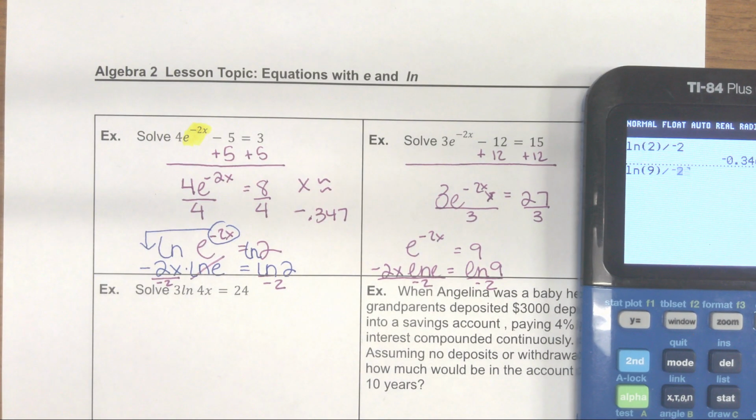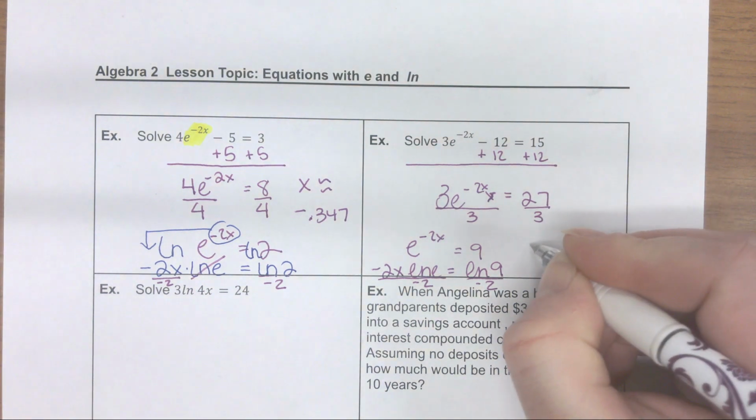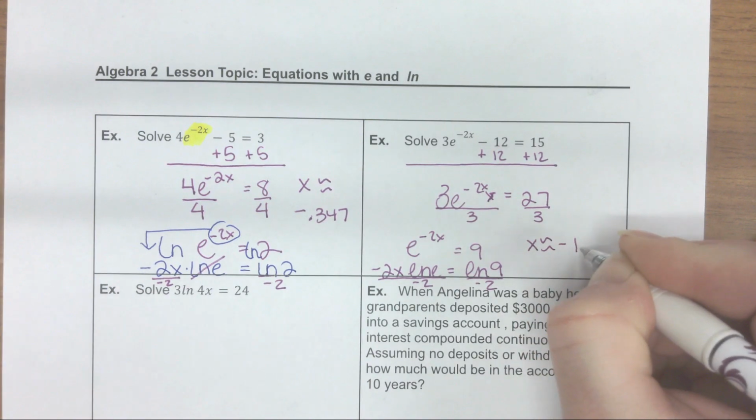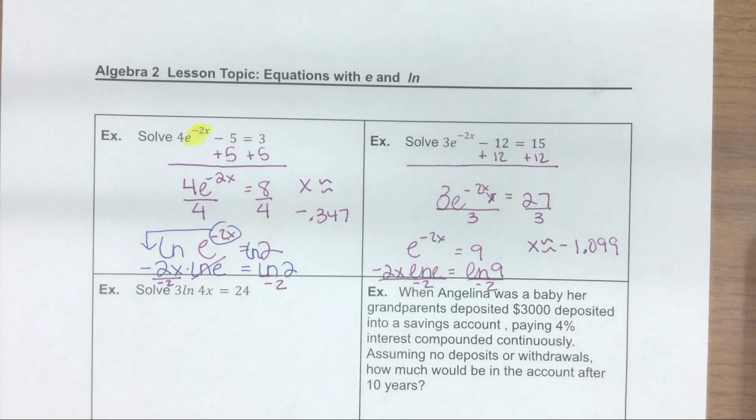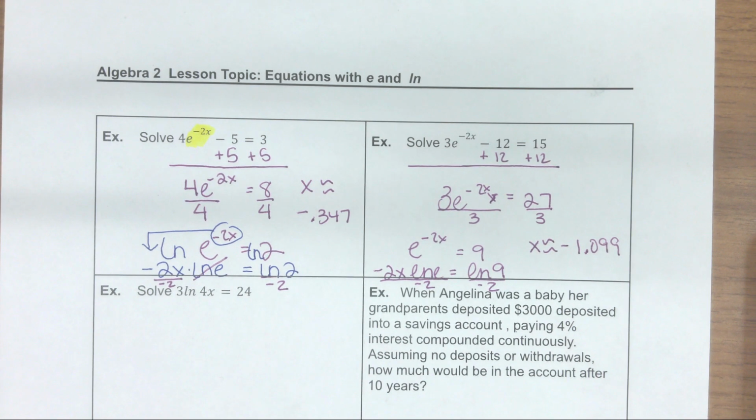So we have natural log of 9 divided by -2. We have x is about -1.099. Okay. Are there questions on that type? So you're going to see some things with e. Practice isolating e and then taking the natural log. Okay.